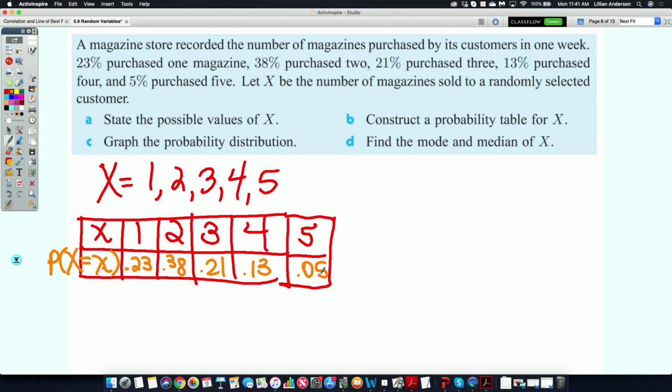Okay? So let's say that they didn't tell you how many, or what was the probability of 4 magazines. Exactly. You add all the other values and subtract from 1. Good stuff. Now let's graph this distribution.